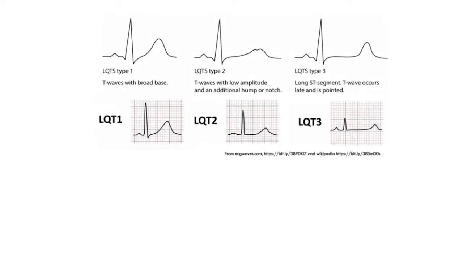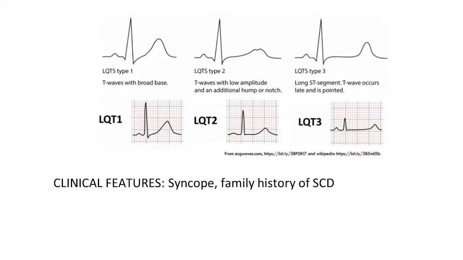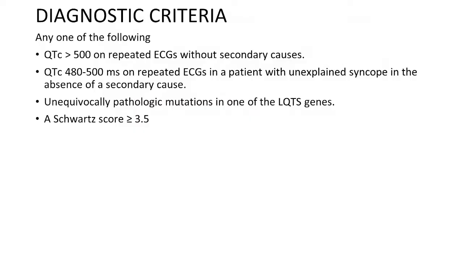Coming to the types of long QT syndrome, type 1 has a broad base with tall T waves. Type 2 has low amplitude T waves with an additional hump or notch. In type 3 long QT syndrome there is ST segment lengthening. Clinical features include syncope and a family history of sudden cardiac death.